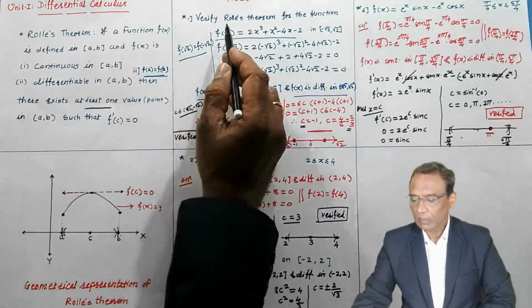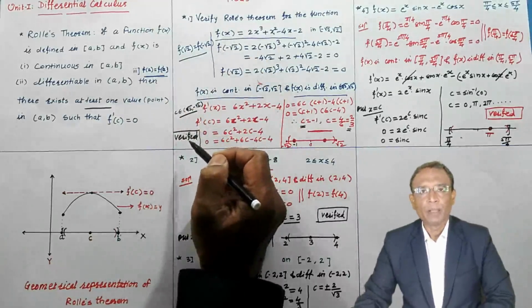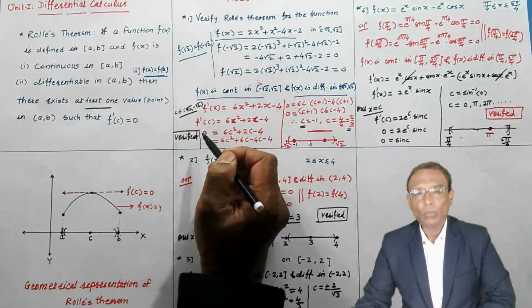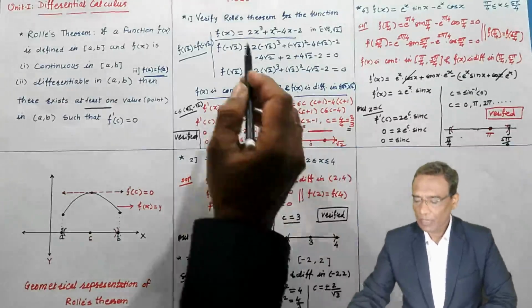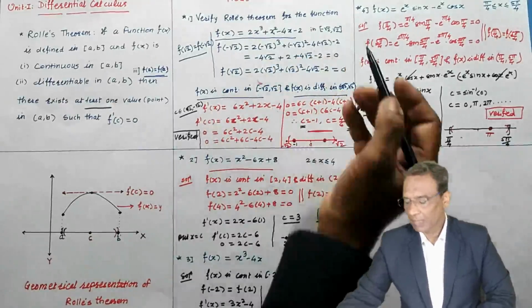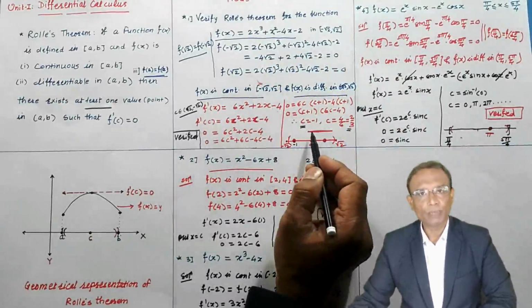Therefore, Rolle's theorem is verified. But in an MCQ, what will you be asked? You will be asked to find the value of C. The function will be given, the interval will be given, and you will be asked to find the value of C.